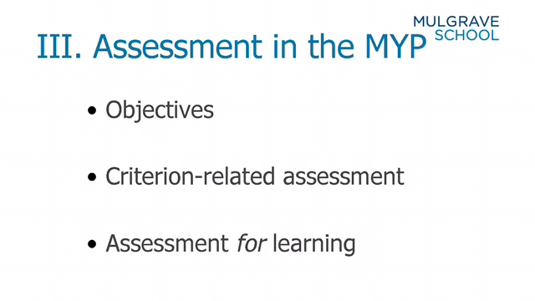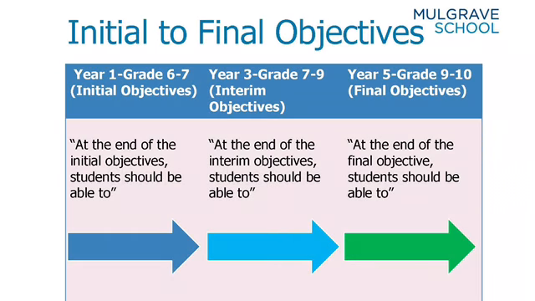So in the MYP, we have initial to final objectives. So we have year 1, which is the initial objectives, year 3, which is the interim, and year 5, which is the final. With your year 2 and 4, as a school, you decide where those grade levels might fit within those objectives. So at Mulgrave, our year 1 is our grade 6 and 7s. Our year 3 is grade 7 to 9, depending on the subject area. And year 5 is grade 9 to 10.